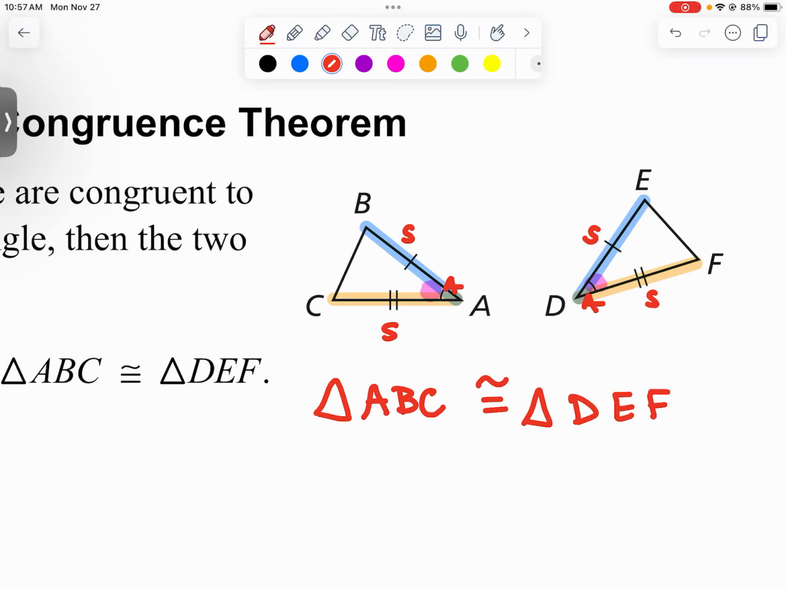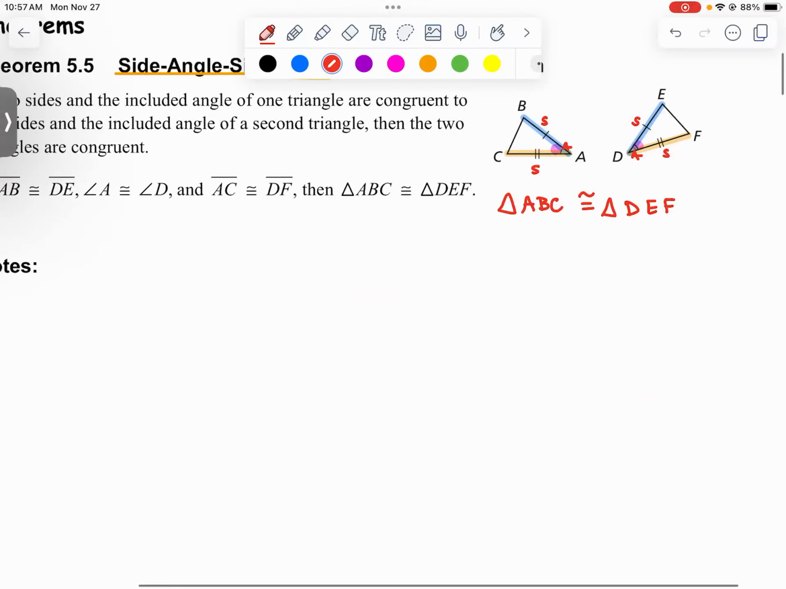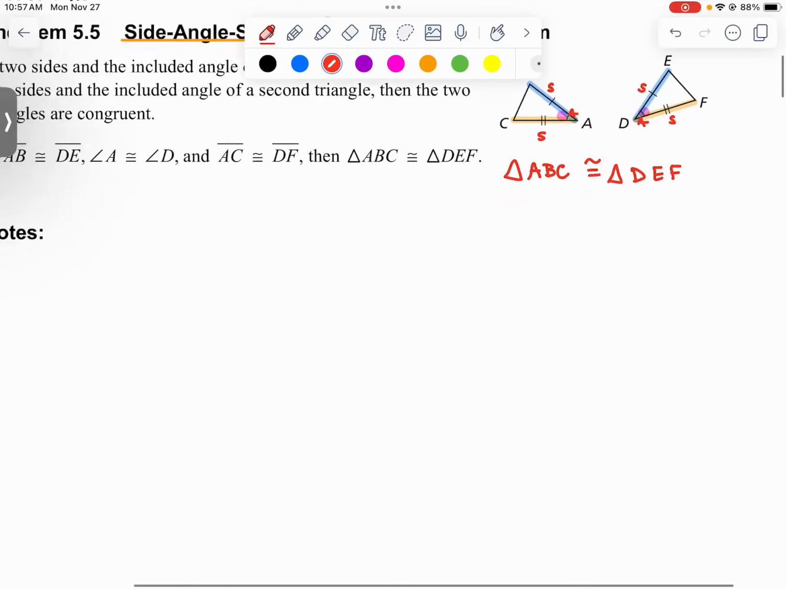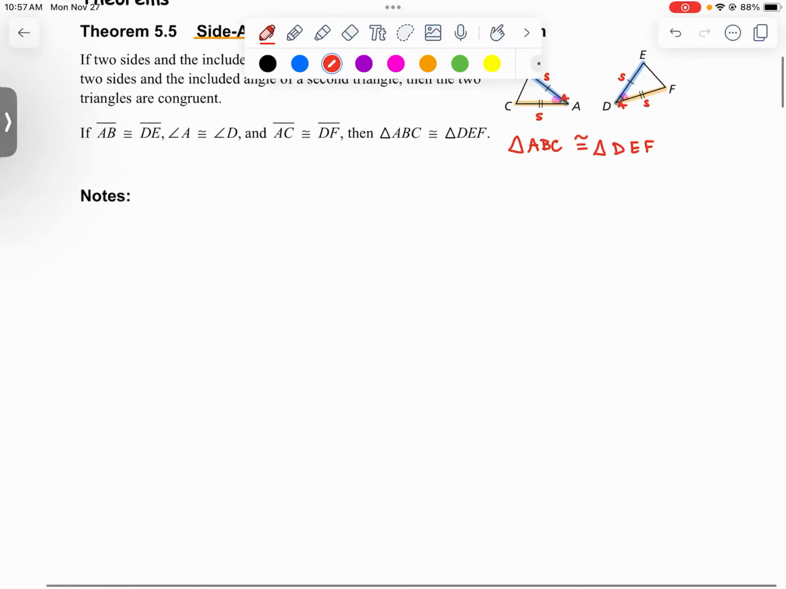So the biggest thing about this is we have to have that angle in between our 2 known sides. But if we know a pair of sides and the angle in between, that's enough for us to say, hey, these 2 triangles are congruent because side angle side. So you're going to draw a picture with me, and we're going to decide if we have triangles that are congruent.